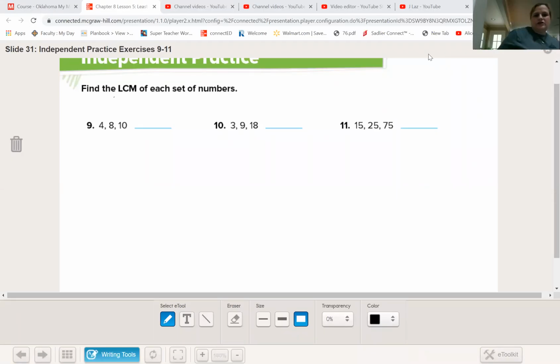Okay, so now we're going to finish up least common multiple by finding the least common multiple of a set of 3 numbers. So instead of just 2, now we have 3. We're going to do it the same way. 4, 8, and 10.